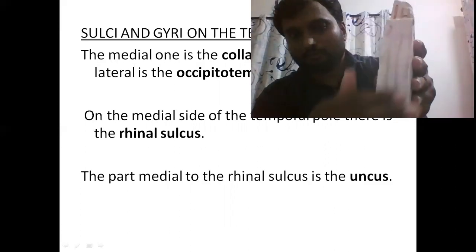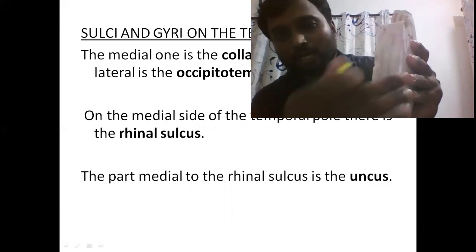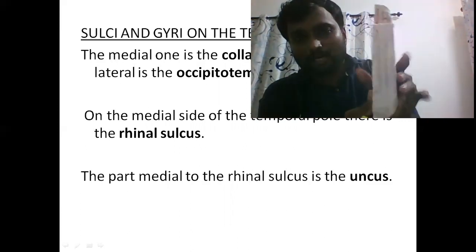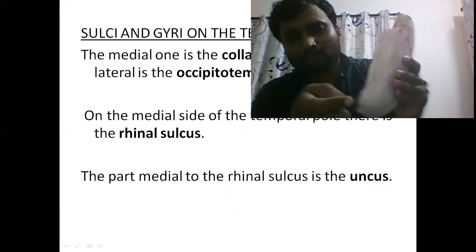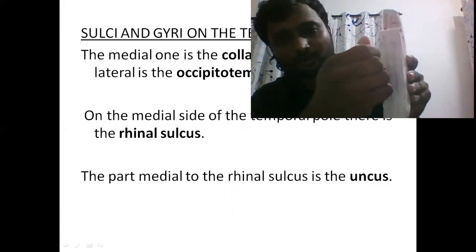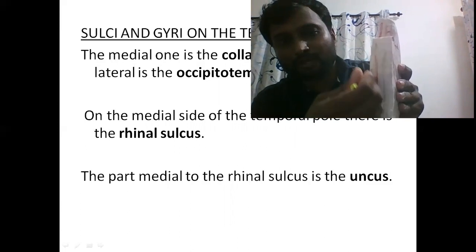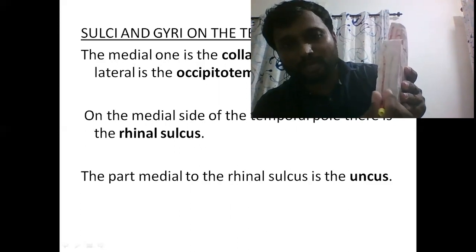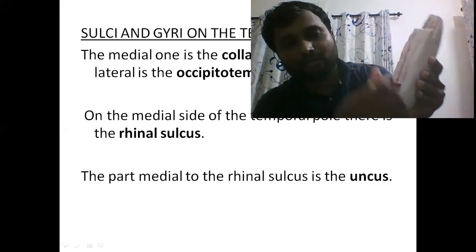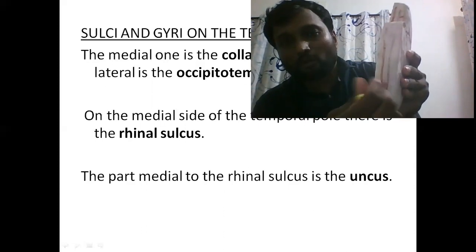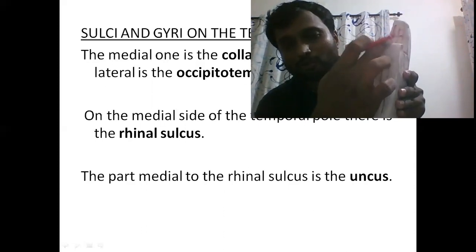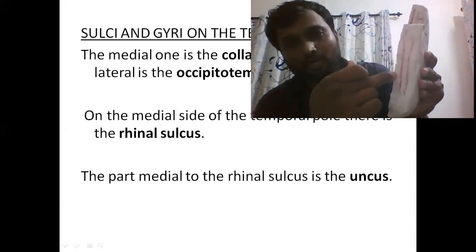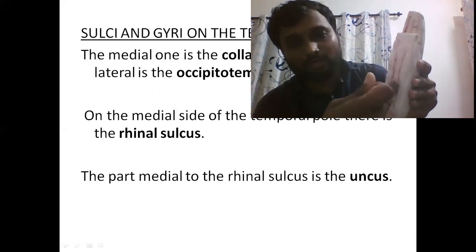See, this is the tentorial surface. Okay, see here, this is the medial surface. So this will be the medial part, and this one will be the lateral part. So here in the medial part, we can see one sulcus. This is the collateral sulcus. And towards the lateral part of the same tentorial surface, we have another sulcus, which extends from the occipital pole to the temporal pole. So occipito-temporal sulcus. So collateral sulcus medially, occipito-temporal sulcus laterally.